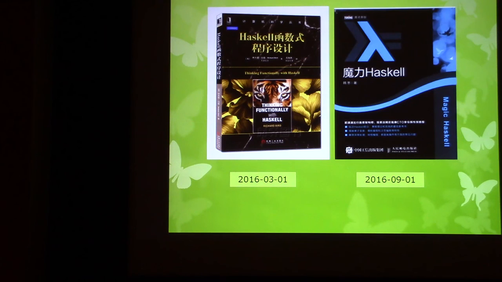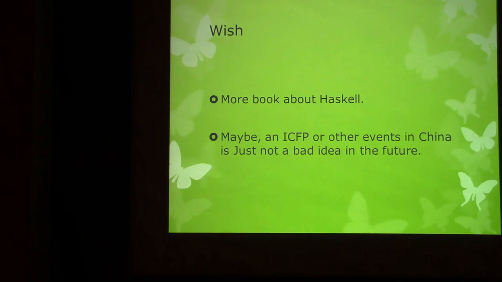So that's a big event, and which I think will bring a lot of Haskell programmers to us. And I wish more books will be published in the future, and maybe an ICFP or other events in China is just not a bad idea.